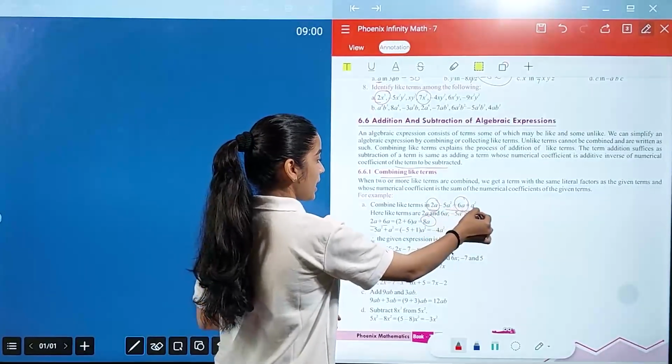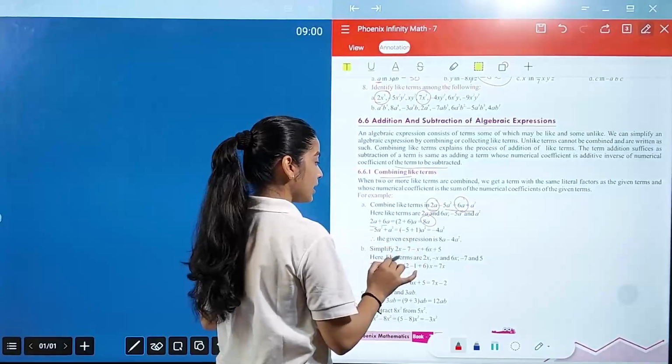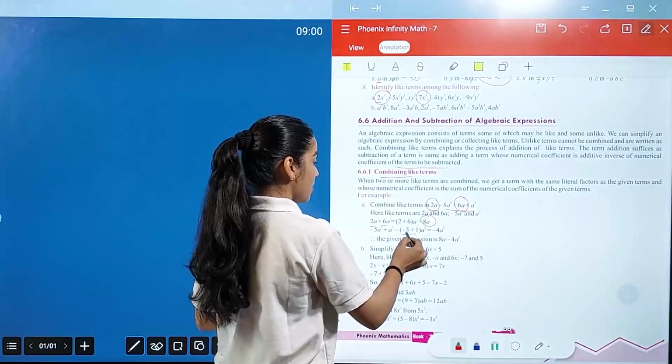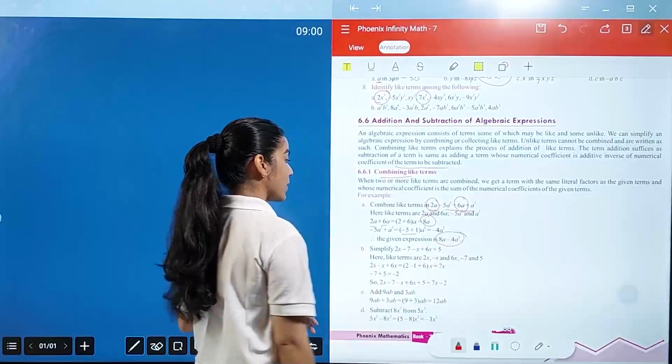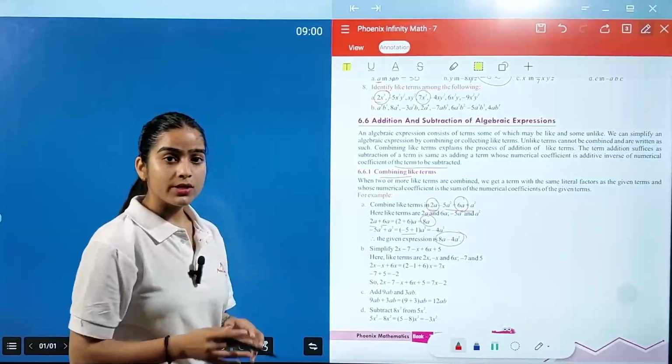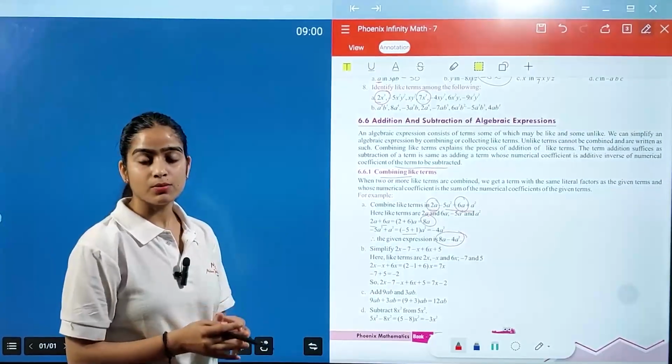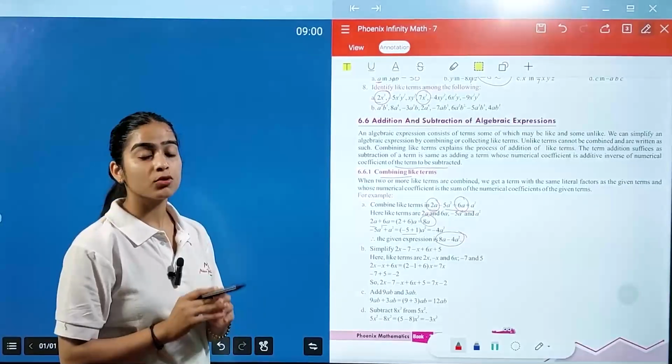Minus 5a square and plus a square means both are like terms, so we have to subtract them. Minus 5 plus 1 is minus 4a square. So your answer is 8a minus 4a square. You always have to operate your addition and subtraction over the like terms only.